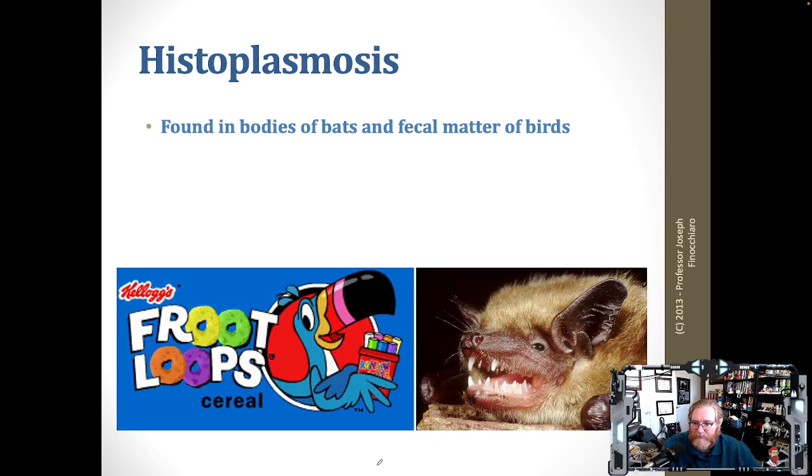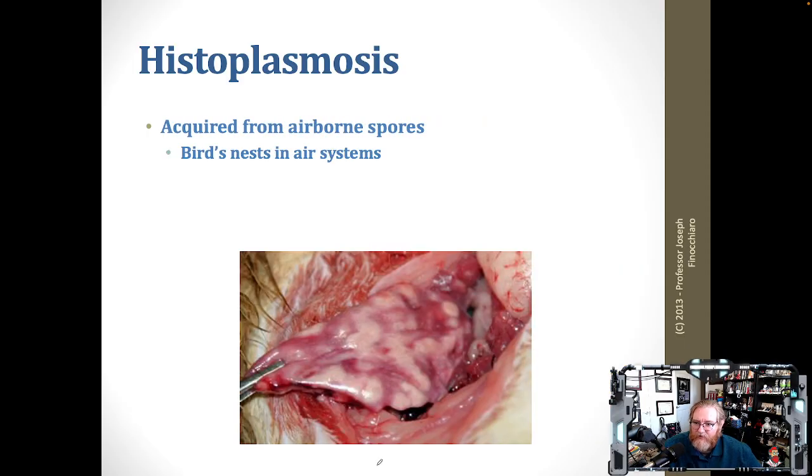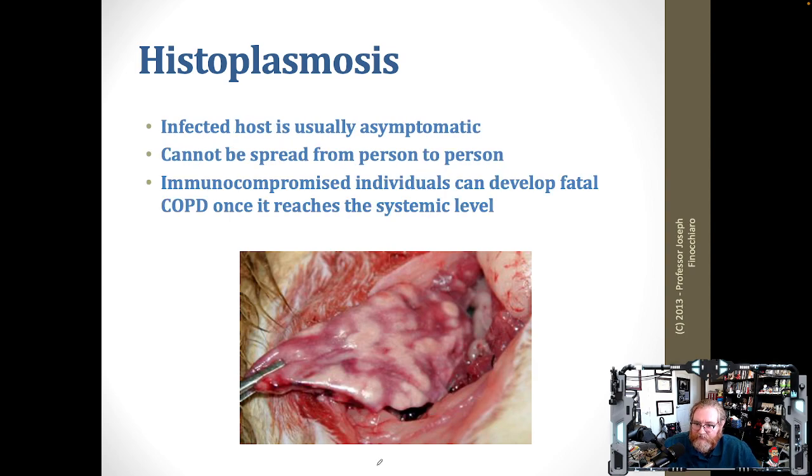It is found in the bodies of bats and the fecal matter of birds, so resist the urge to go play with bird poop. It is acquired from airborne spores, such as birds' nests in air systems. The infected host is usually asymptomatic, it cannot be spread from person to person, and an immunocompromised individual can develop fatal chronic obstructive pulmonary disease once it reaches the systemic level.